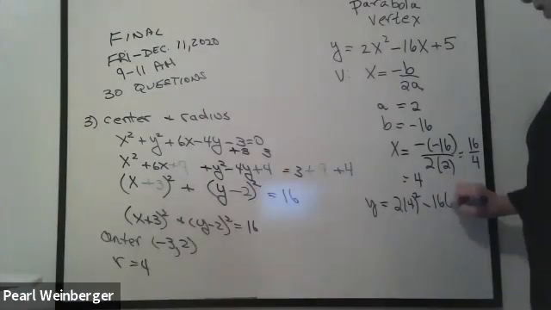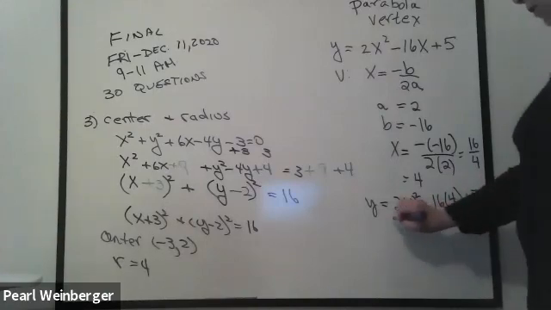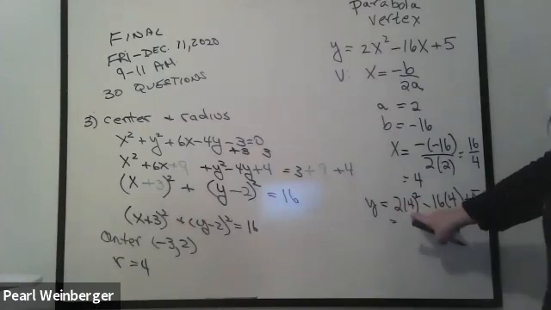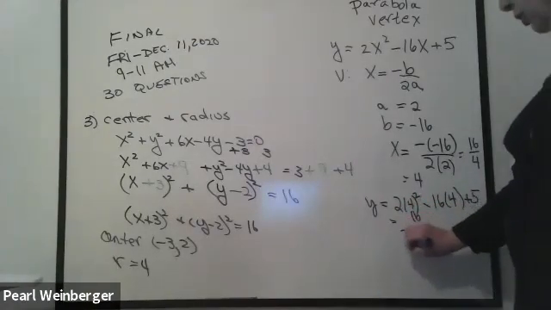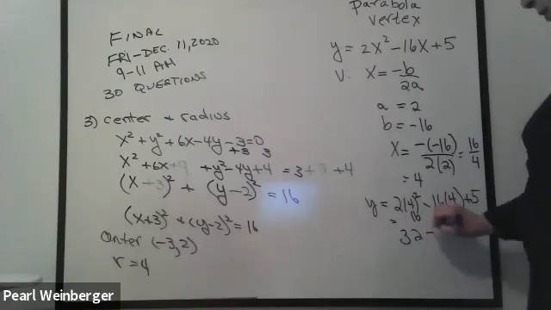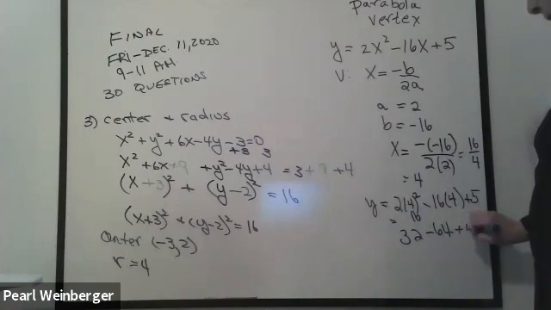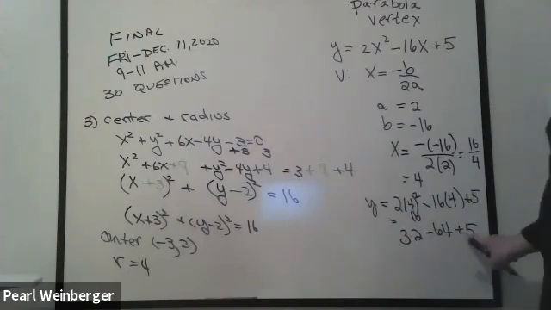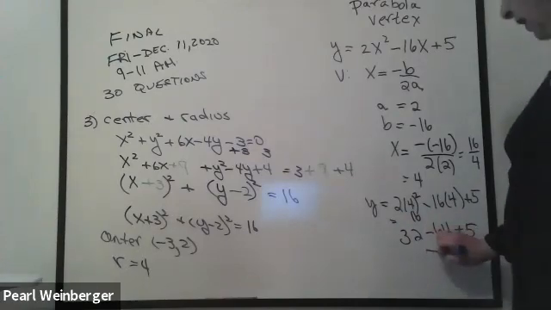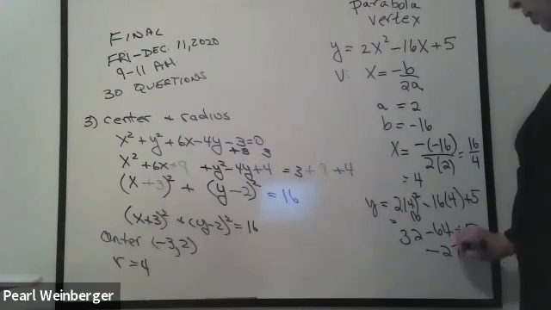Minus 16 times 4 plus 5, which gives you, okay, 4 squared is 16. 2 times 16 is 32. 16 times 4 is 64 plus 5. So 32 minus 64 is -32. -32 plus 5 is -27.